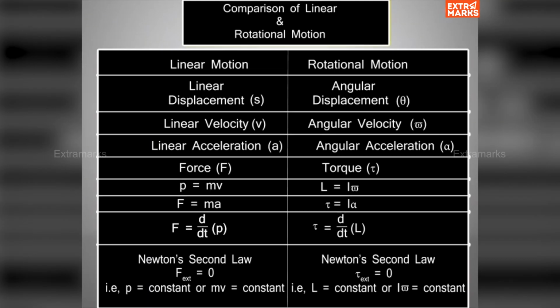We can now draw a comparison between linear and rotational motion and list the rotational analogues of physical quantities used to describe linear motion. Also, the relations between various physical quantities in rotational motion take the same form as between their counterparts in linear motion.